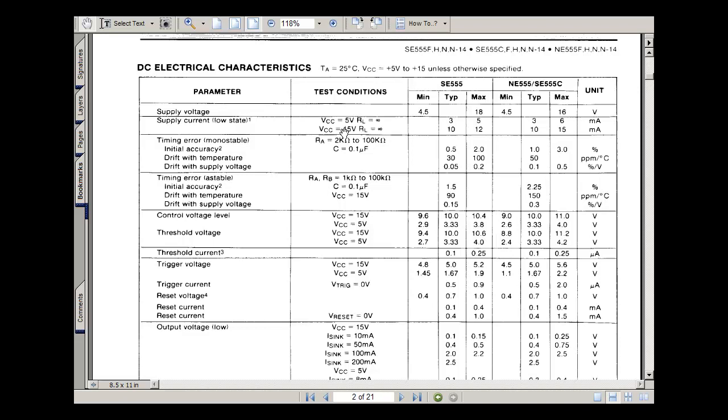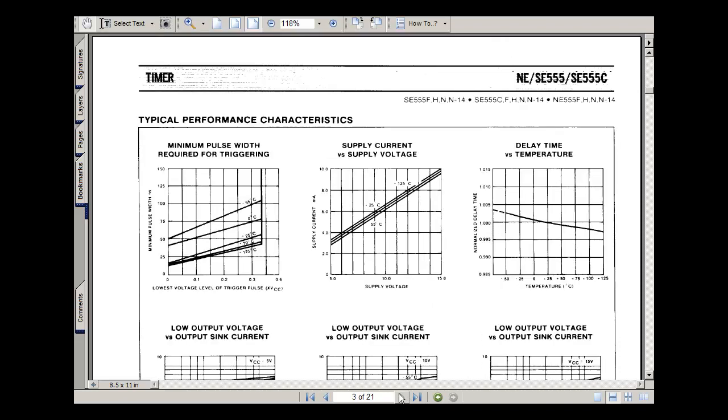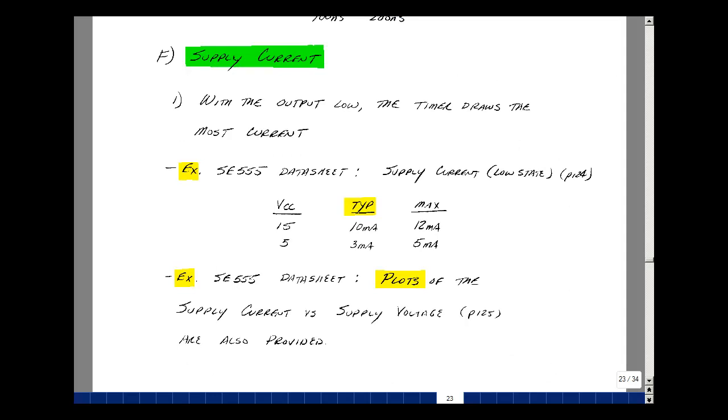Let's take a look then at the plots on the next page of supply current versus supply voltage for different temperatures. There's not a big change here, but you can see for a 15 volt power supply, here's our 10 milliamps or so we were talking about. And this is the 555 timer SPICE model and the data sheet for the 555 timer.